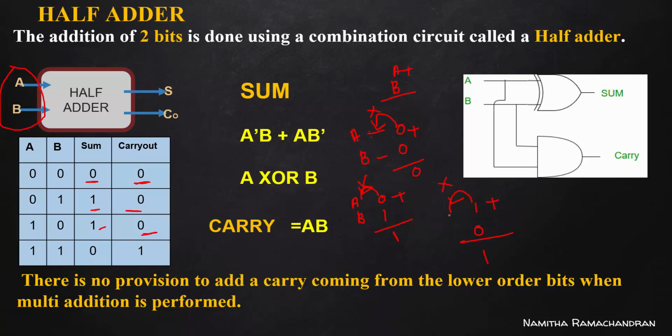And the last case is 1 plus 1. What is 1 plus 1 in decimal? 1 plus 1 is 2. Is there any direct representation for 2 using this 2-bit pattern? Yes. This is equivalent to our decimal 0 and this is equivalent to our decimal 1. This is equivalent to decimal 2 and this is equivalent to 3.